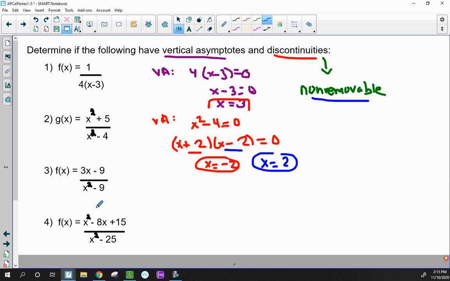On number 3, just speeding ahead here, this is the same type of problem. However, I do notice the top, actually, let me write this down. The top does have a GCF, so I need to show that. Let me backtrack here. Alright, so there's my top numerator. My bottom is going to be x plus 3 times x minus 3.